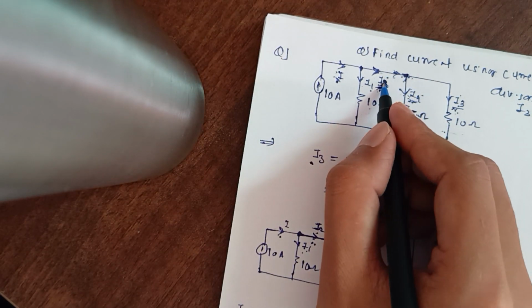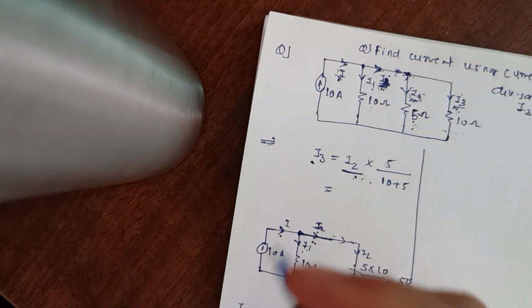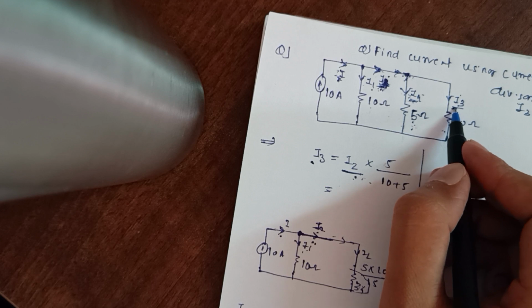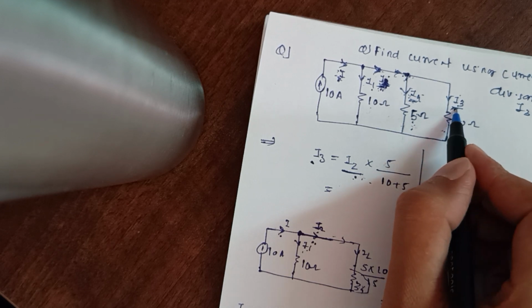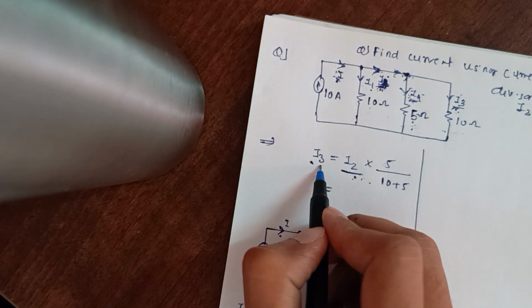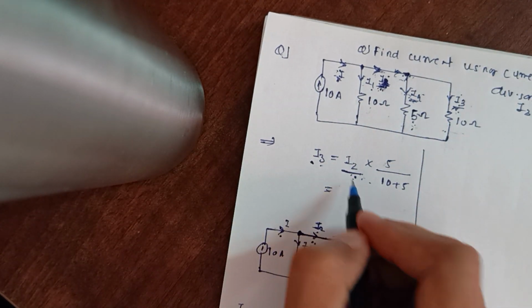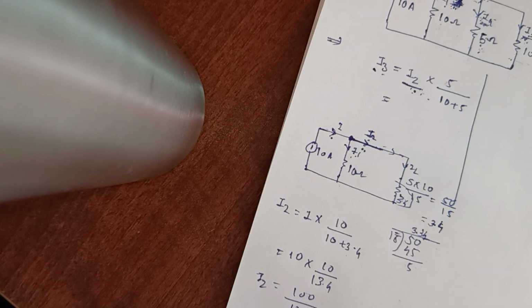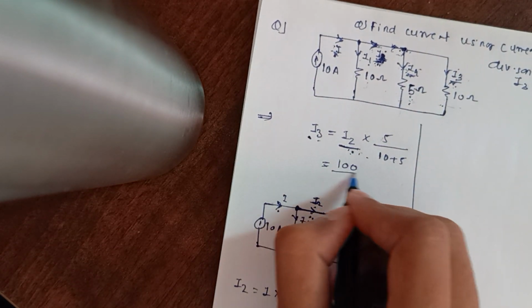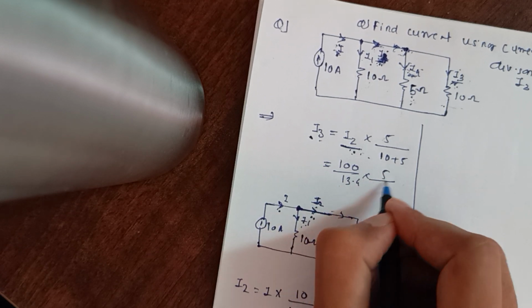Now we can apply the current division rule, the same as we were explaining, to calculate I3. What is the value of I3? The current I2 gets divided into I4 and I3. I now know I2, that is 100 by 13.4, so I should replace it: 100 by 13.4 times 5 over 15.